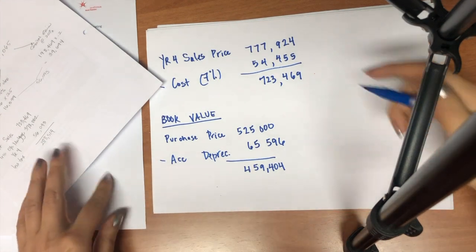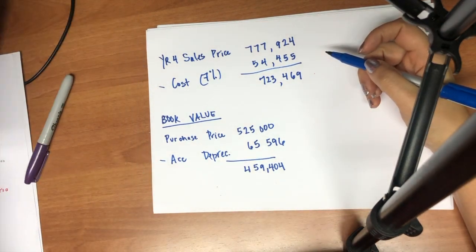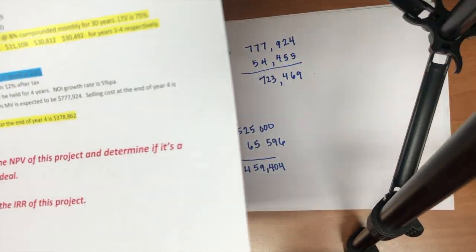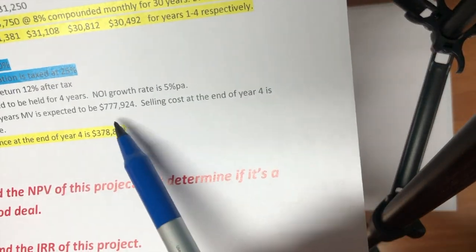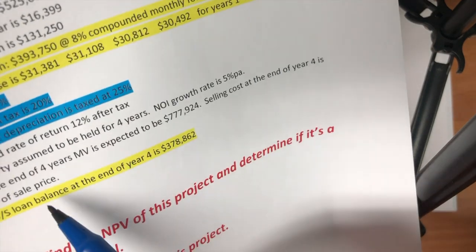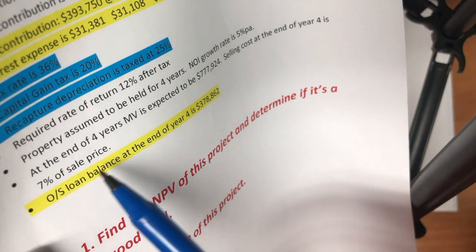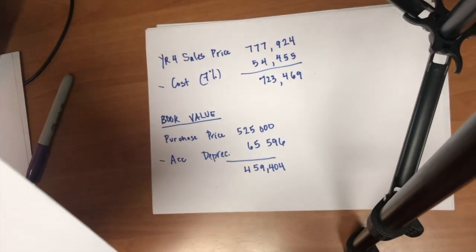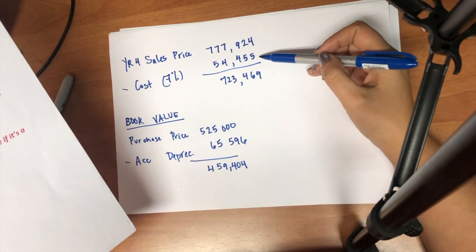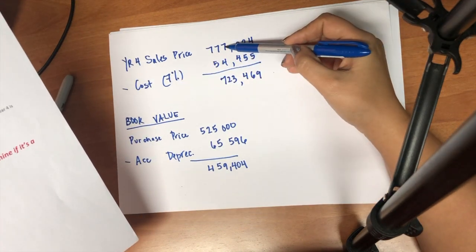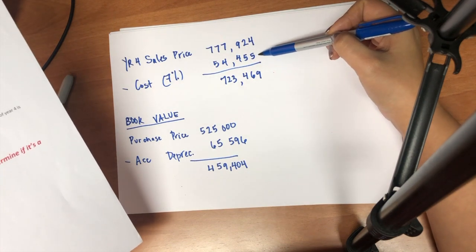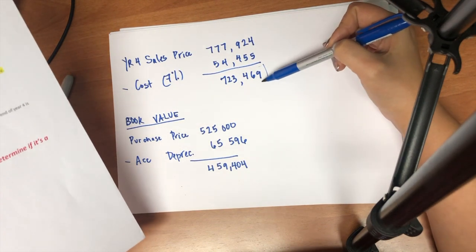Okay, so my year 4 sale price was given at 777,924, and the cost of it is 7% of sale price, as you can see. So 777,924 minus 7%. I multiply this number by 7%. I will get 54,455. The net is 723,469.